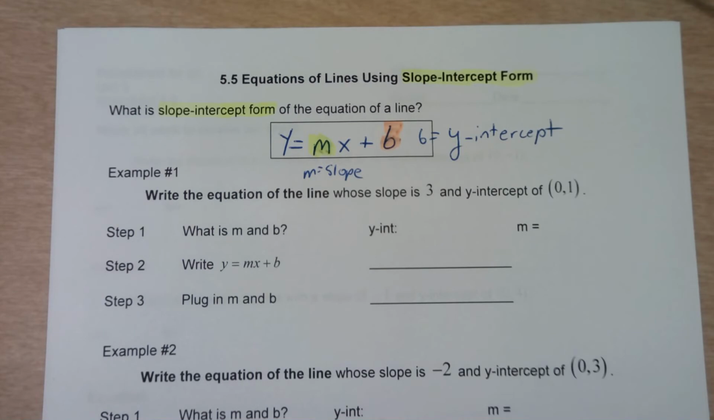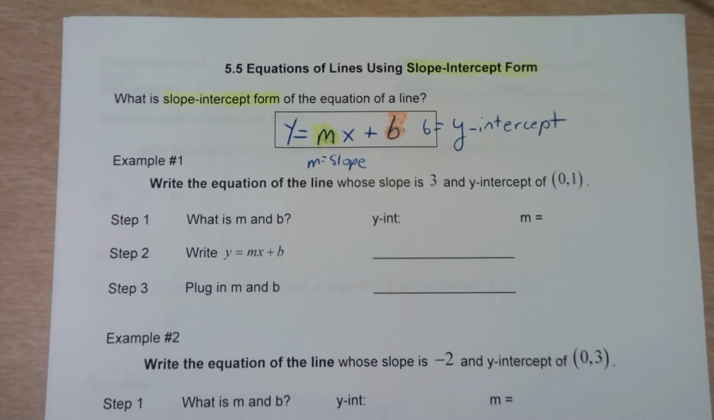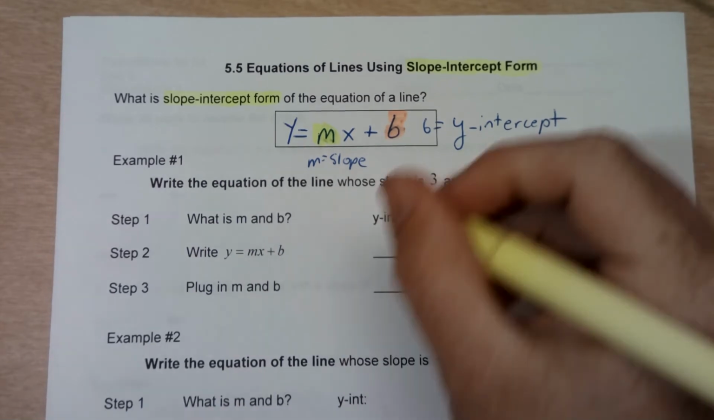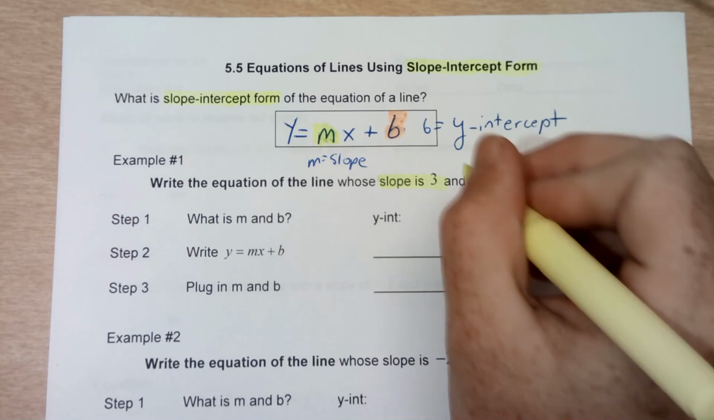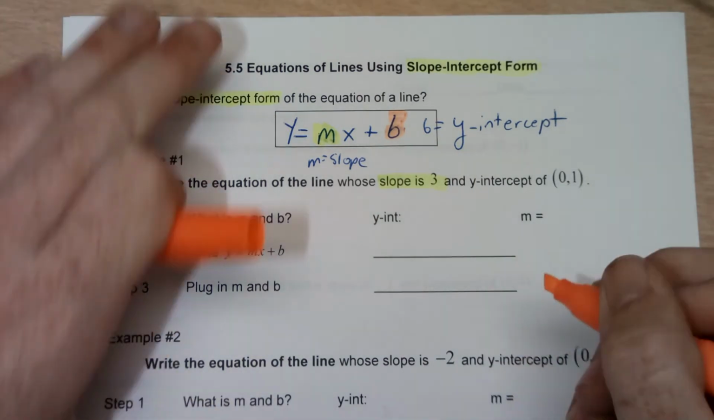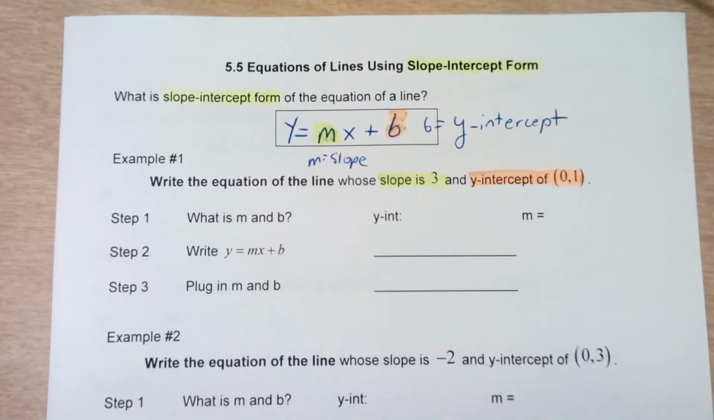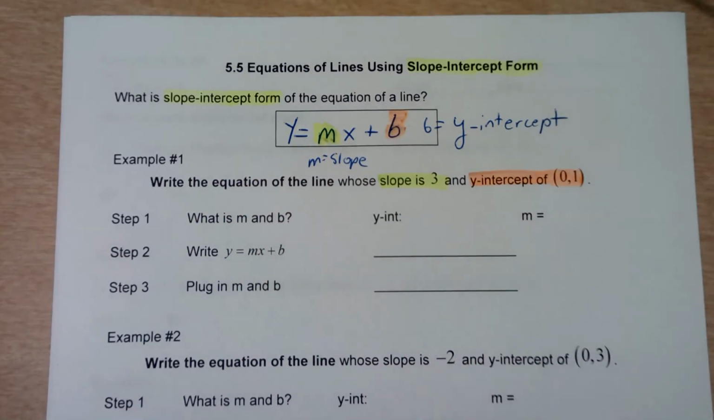So these problems we'll be working on today will say write the equation of the line, and it gives us a slope, so it gives us an m, and it gives us a b. All right, so example number 1 is just that. It says write the equation of a line whose slope is 3 and has a y-intercept of (0, 1).